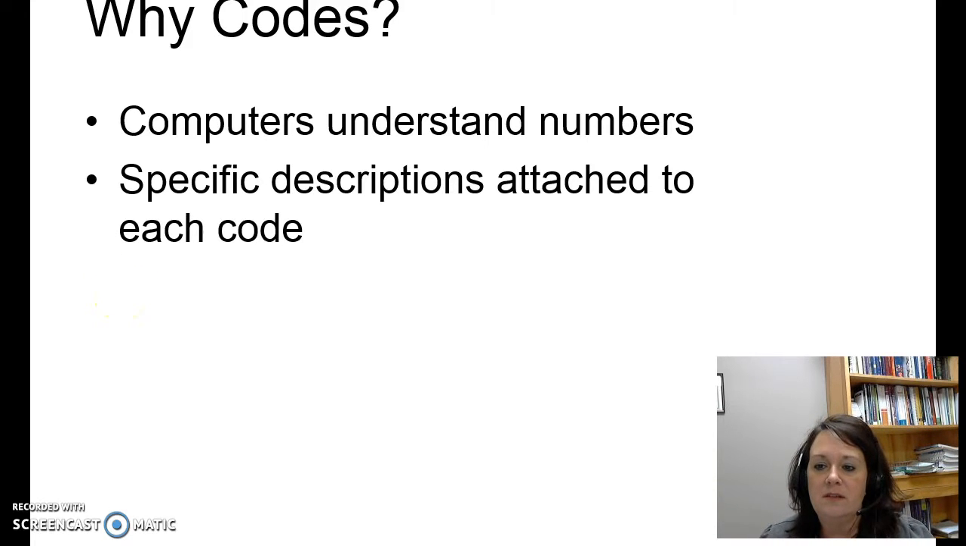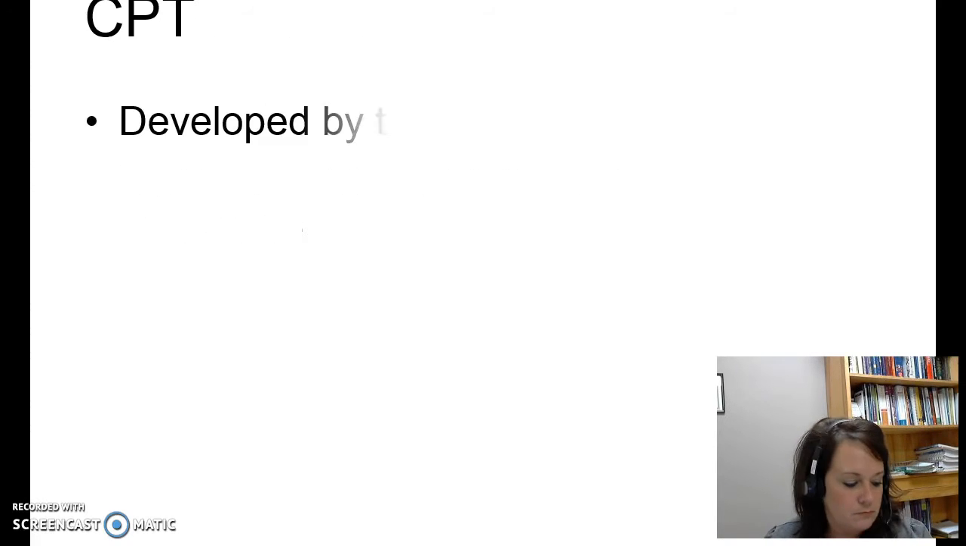A specific description is attached to every single code. And remember, CPT codes are 5 digits. Okay? So would I rather give you a 5-digit code, or would I rather read off a huge paragraph description of what the procedure was? Okay? Coding is standard and it's very efficient.